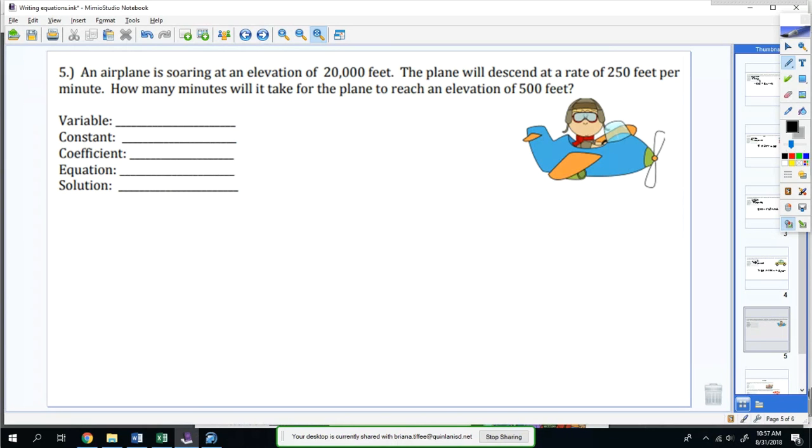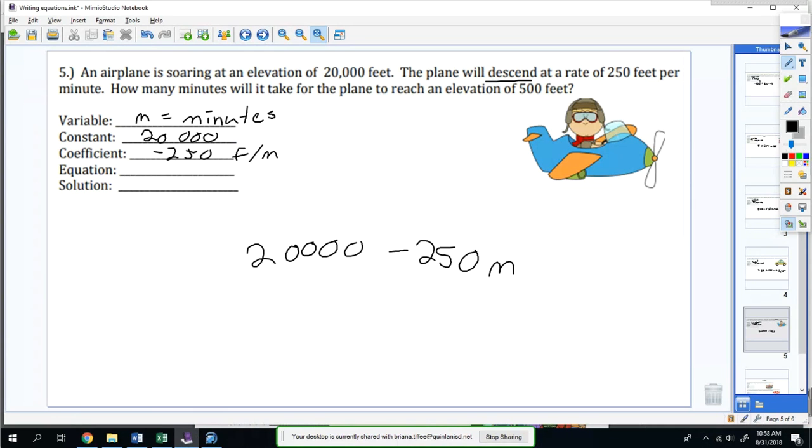All right, last one. An airplane is soaring at an elevation of 20,000 feet. The plane will descend at a rate of 250 feet per minute. How many minutes will it take the plane to reach an elevation of 500 feet? So again, we're trying to figure out how many minutes, so our variable will be M for minutes. Our constant is 20,000 feet, because that's where the plane is currently. Our coefficient would be negative 250 feet, because it says descending, which means it's going to go down, feet per minute. So your equation is you start off with 20,000 minus 250 feet per minute, so times m, and you want to get down to 500 feet.